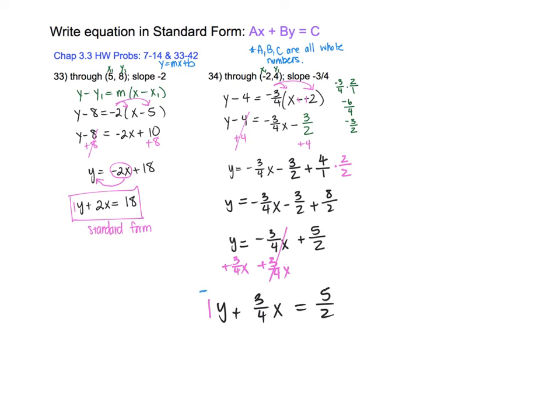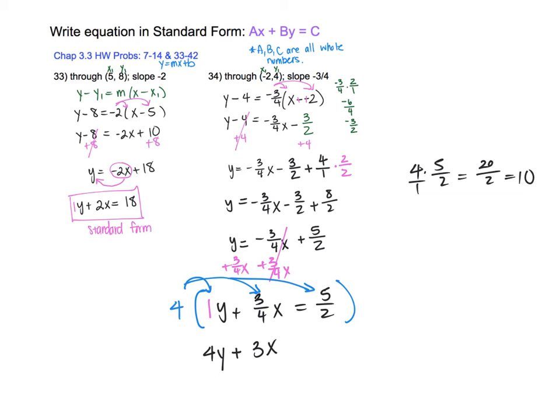So what I'm going to do is multiply everything by 4, because if I do something to one, I have to do it to all of them. So this would now be 4y plus 3x, because that 4 will cancel out the 4 in the bottom. And then 4 times 5 over 2 is 20 over 2, which is 10. So now this is just a 10. And notice now everything is a whole number. This is a 4, 3, and 10. And so this is my final answer in standard form.